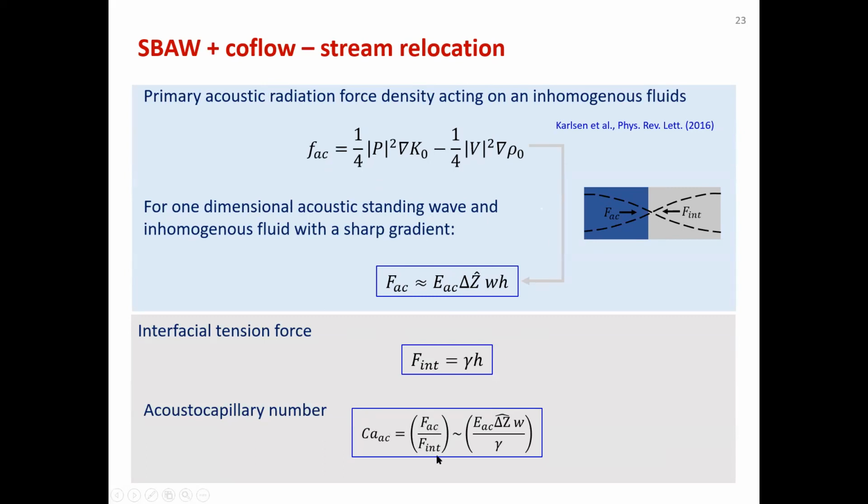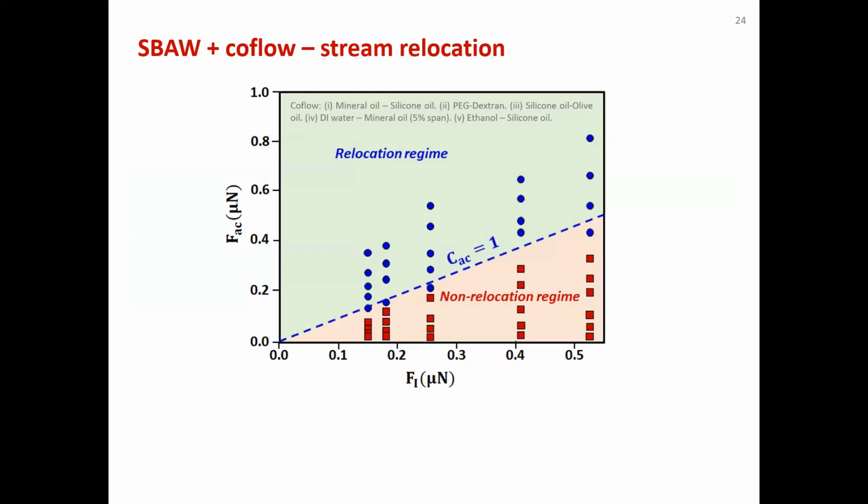One could take the ratio of these two, which is given here, and we call that the acoustocapillary number. What we found is that when the acoustocapillary number is greater than 1, that means the ratio of the acoustic force to the interfacial tension force is greater than 1, then only the high impedance fluid stream would relocate to the center. Otherwise, they would remain as they are, even if you have a small amount of acoustic energy present.